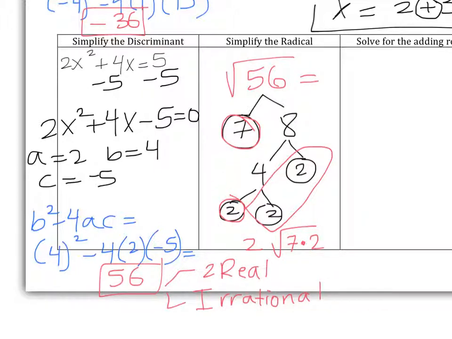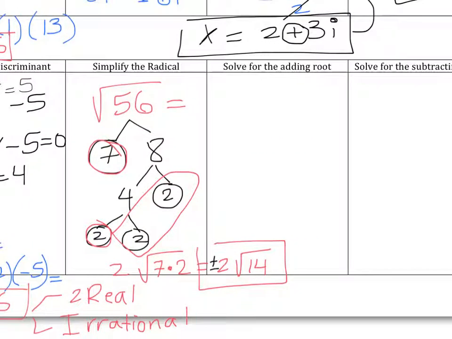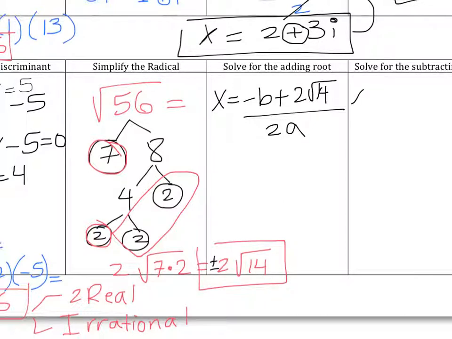So inside the radical you have 7 and 2, so that's going to be 14 inside the radical. So whenever you simplify the radical, you get plus or minus 2 square root of 14. Don't forget the plus or minus. Now to do the adding root, it's x equals negative b plus what you just found over 2a, and x equals negative b minus what you just found over 2a.